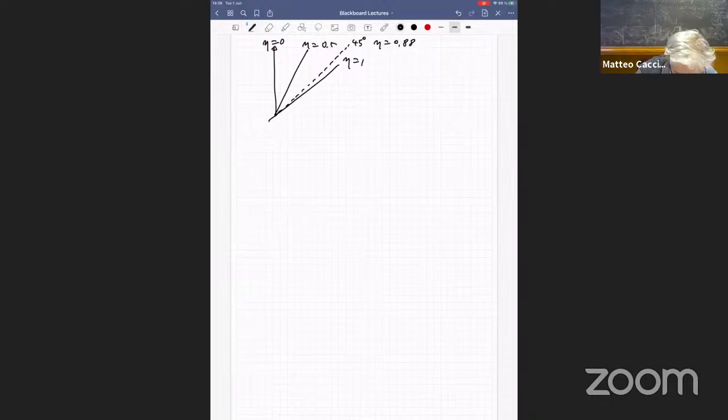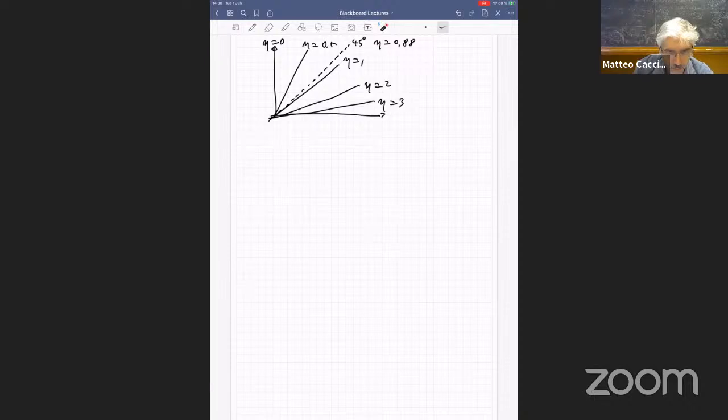Then somewhere here is eta equal to 2, eta equal to 3, etc. As you can see, it's not linear in the angle, of course. It is linear only in this region here, where eta is fairly small, but then there is, due to the tangent, of course, that kind of behavior.